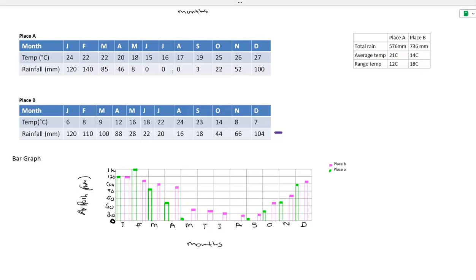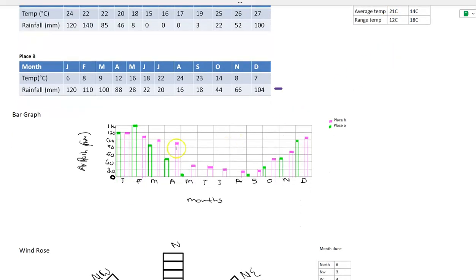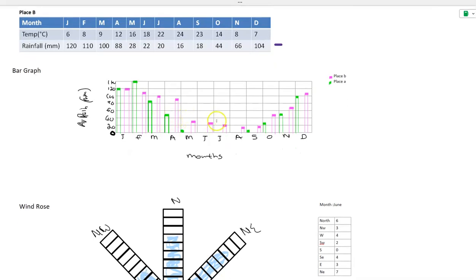Then the range is about 13 degrees Celsius or 12 degrees Celsius. And total rainfall for the year is 576 millimeters. The highest monthly rainfall is recorded in January as 140 millimeters, and no rain is recorded during June, July, and August, which means this place lies in a summer rainfall area. So it's not a place like Cape Town that has winter rainfall. It is in a summer rainfall area.